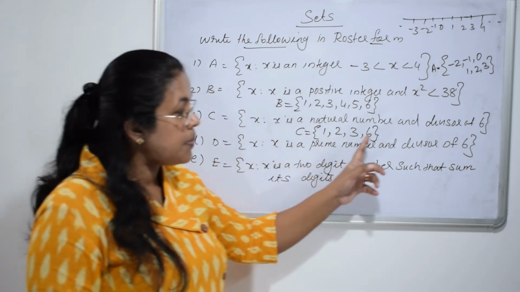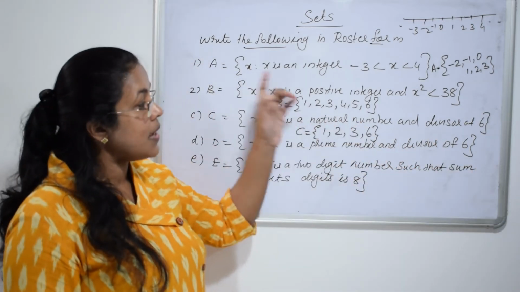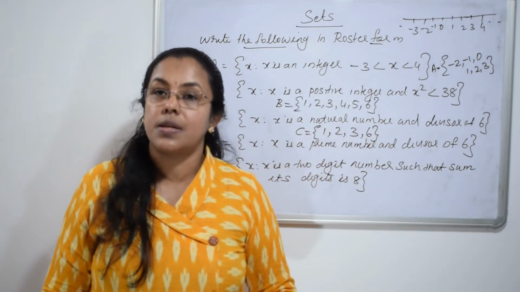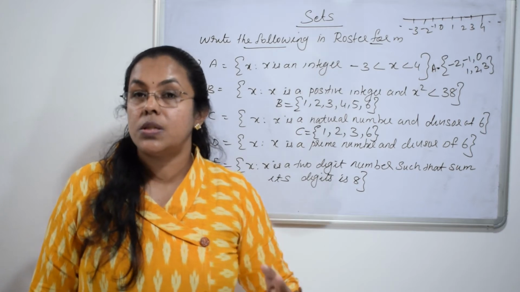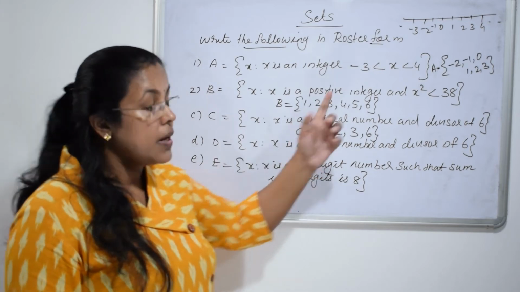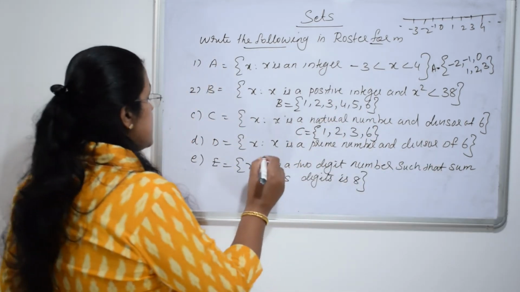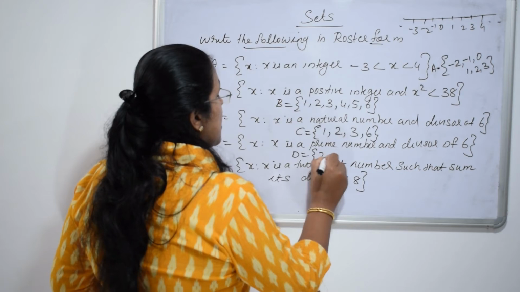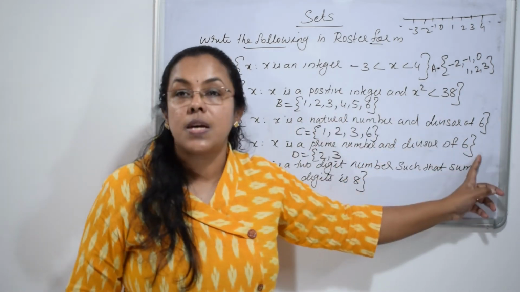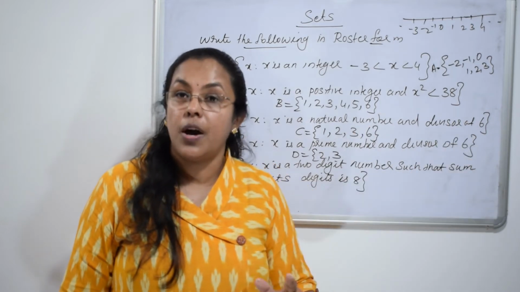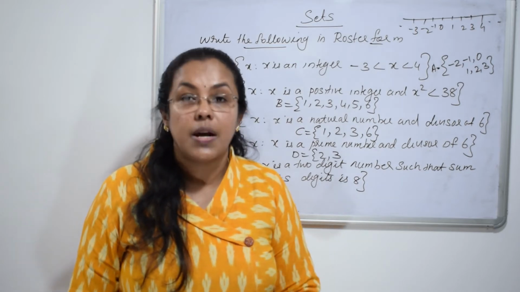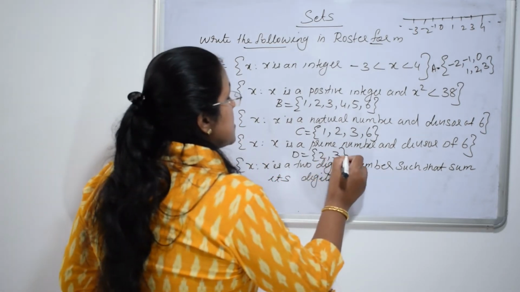Now next question. x such that x is a prime number and divisor of 6. The first question was x is a natural number and divisor of 6. The second one, x is a prime number and divisor of 6. What are the prime numbers? 2, 3, 5, 7, 11, etc. So what is the answer? We will start with 2. Is 2 a divisor of 6? Yes. Next, 3. Is 3 a divisor of 6? Yes. What is the next prime number? 5. Is 5 a divisor of 6? No. Numbers greater than 6 cannot be a divisor of 6. So the final answer is 2, 3.